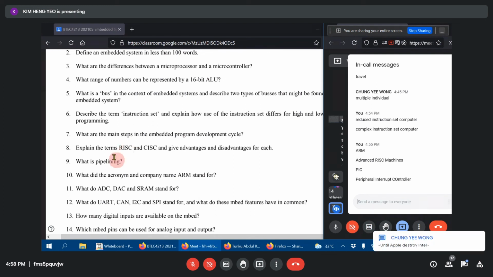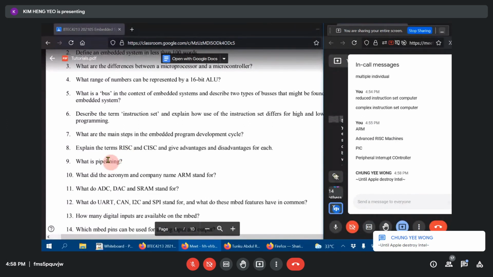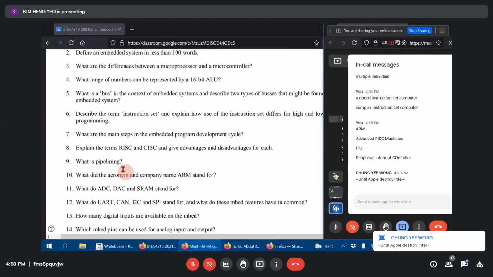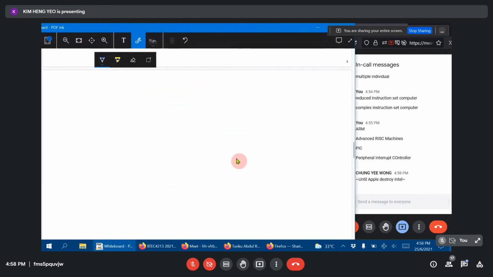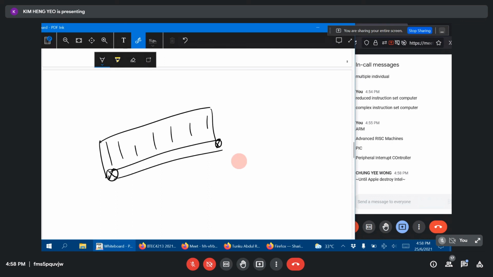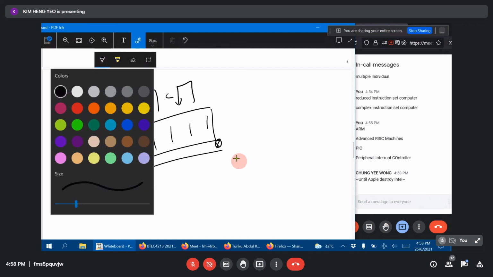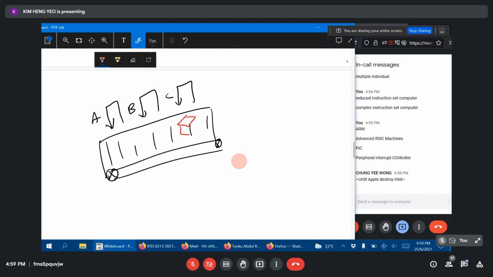Now, what is pipelining? What does the concept of pipelining mean? The idea is this: if I have a production line, so I've got machine A, machine B, and machine C, right? My item comes here. Machine C will work on it for TC.